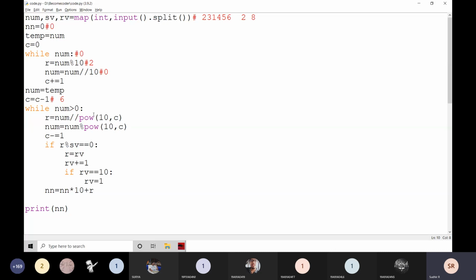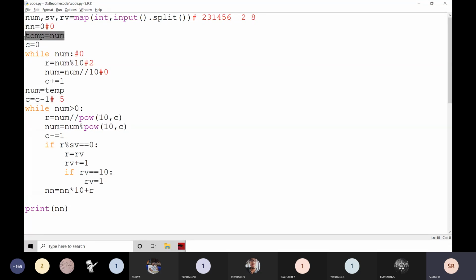Now I'm going to convert it into 5 only, not 6, because up to this one only I want, not the last one. That's why I'm going to take only 5 here. Why? Because the power into 6 is going to be taken as 0. That's why I'm going to take up to this value only. After finding how many digits are in it, I'm going to take c is equal to c minus 1. Then it becomes only 5.